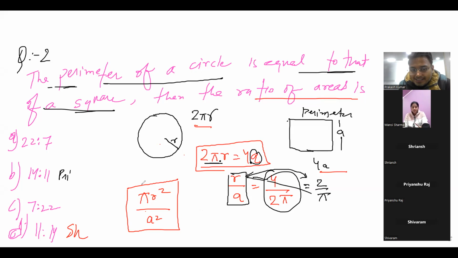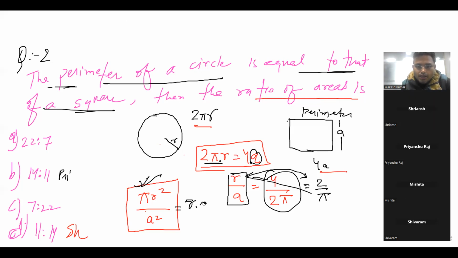So your question was asking this, pi r square by a square. Firstly, perimeter of the square is 4a, right? So we already have the perimeter given. Okay, this is already given. In this question we have already been given 16 centimeter, right?